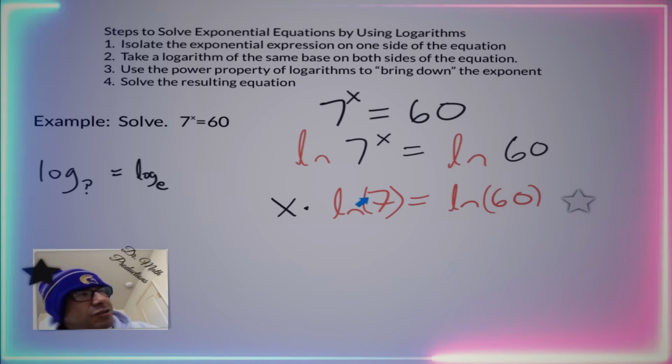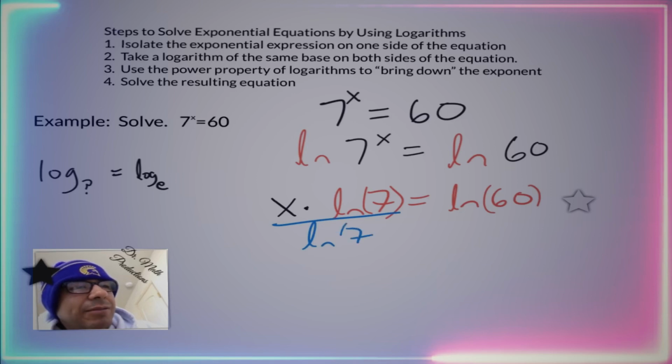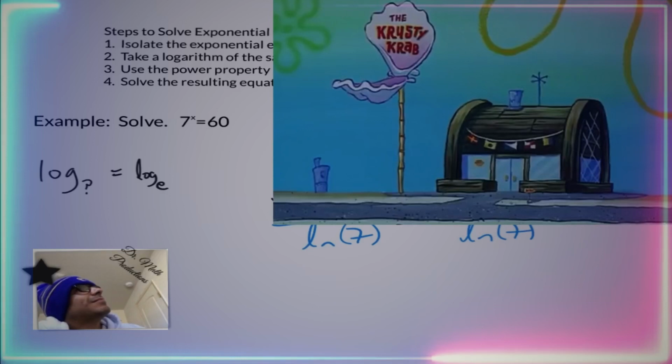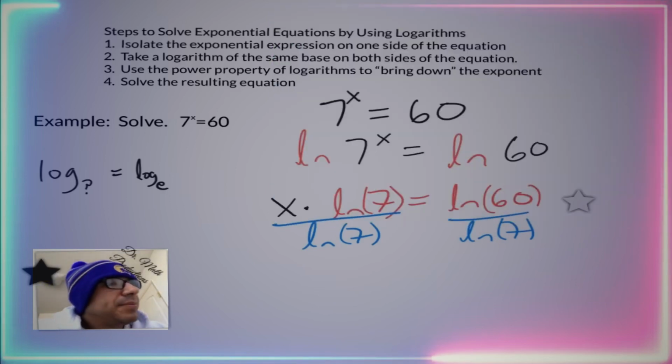So if you have one number times x, how would you get rid of this number? Well, we would just divide it. So let's do this. Don't make this complicated. So we're going to divide by ln of 7. And we're going to divide this by ln of 7. I almost thought about naming my kids ln. Boo! You stink! Alright, getting back to business here.